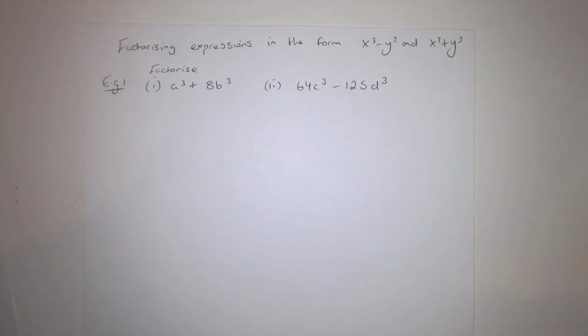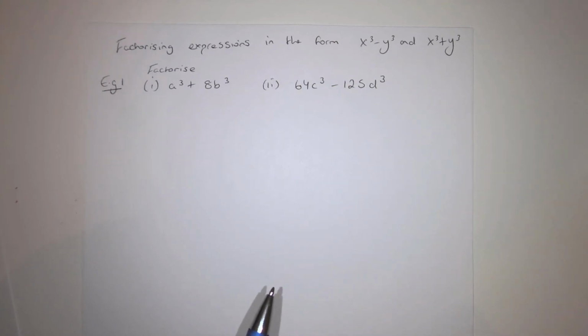Okay, so this is the last type of factorization. It's factorizing expressions in the form x cubed minus y cubed and x cubed plus y cubed. So that's the difference of two cubes and the sum of two cubes. There are formulas to help us out with that, so we'll be using them in these questions.